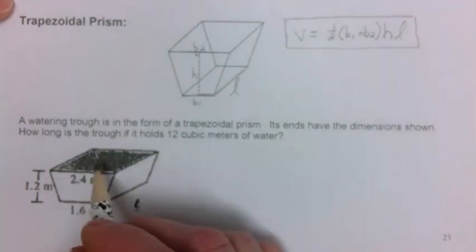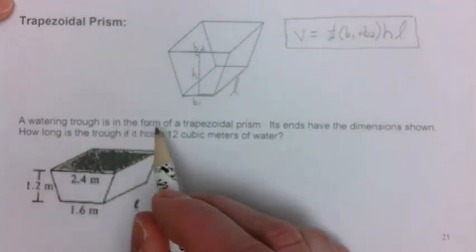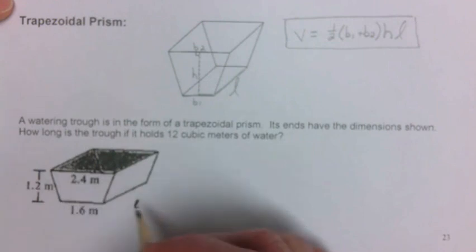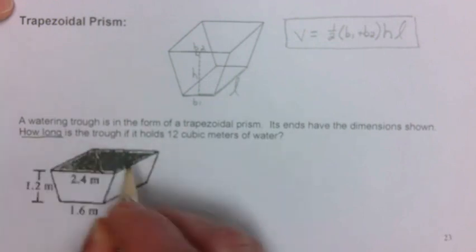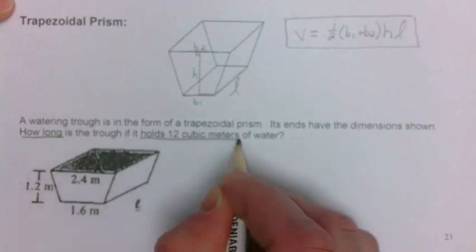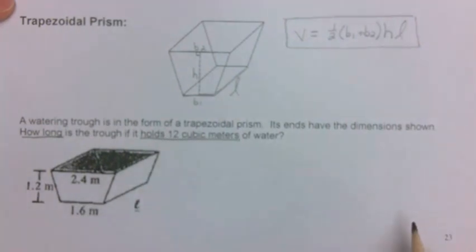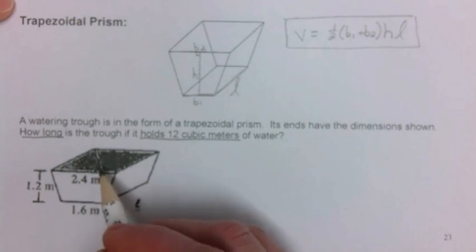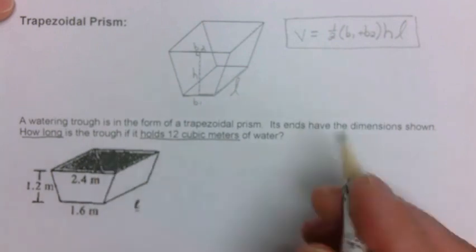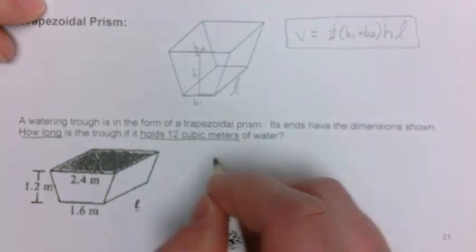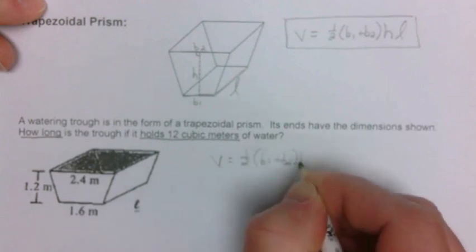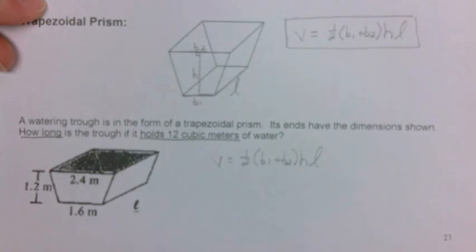Let's use that now to answer this question underneath. A watering trough is in the form of a trapezoidal prism. Its ends have the dimensions shown. So we're going to use the dimensions in this picture. How long is the trough if it holds 12 cubic meters of water? All right, well, I have a couple of clues here that this must be a volume question because they're talking about holding water, which means the water's inside of the trough. And it also gave the units in cubic meters, which I know is volume. So I'm going to use this volume formula. V equals 1/2 base 1 plus base 2 multiplied by the height multiplied by the length.